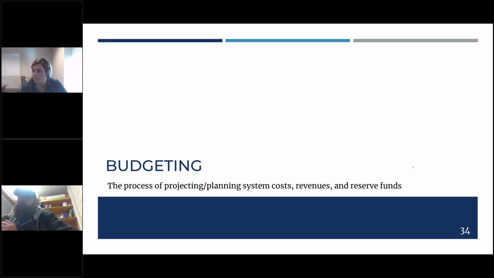So over the next couple of slides, I'm just going to be talking very briefly about budgeting. I'm not going to spend a lot of time on this, primarily because we are going to dive into the other side of the equation, which are the financial statements. So not the forward-looking, but the past-looking side of your balance sheet. Again, I'm just going to touch on this very briefly, but we'll try to tie in some of what we talked about before with the future planning, the projecting of system costs, revenues, and reserve funds.